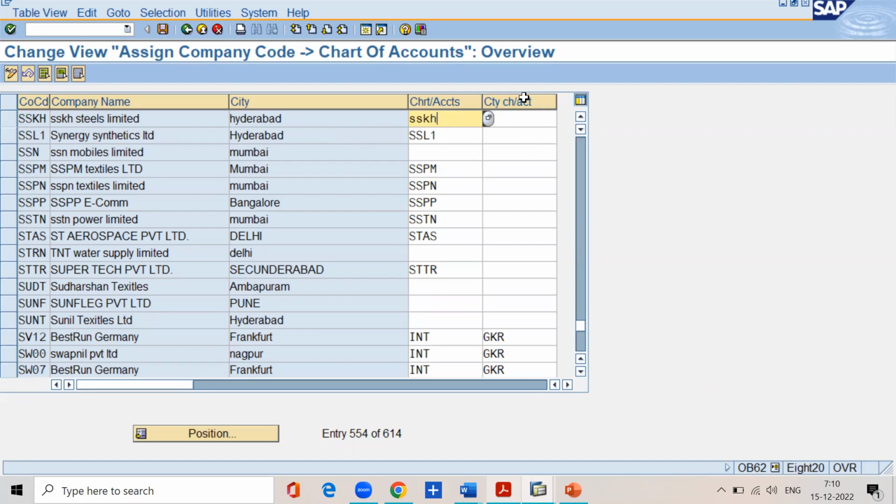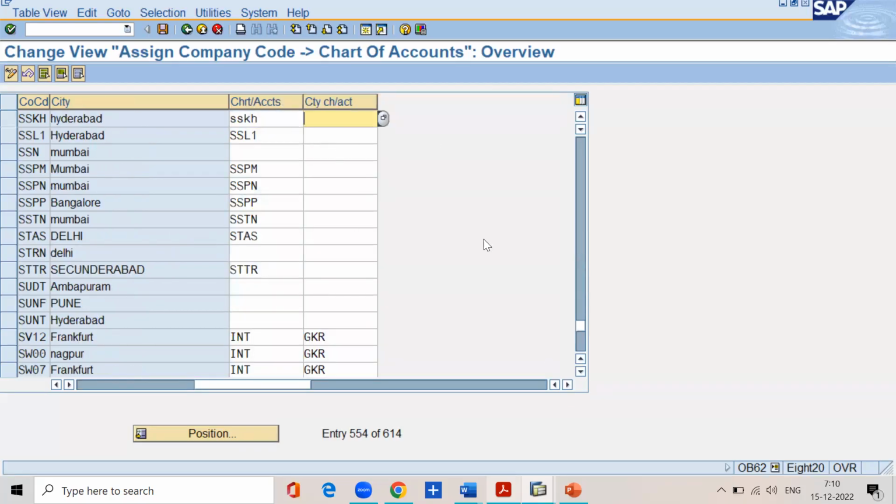Then CTY CHACT means country specific chart of accounts. Suppose you have the chart of accounts of another company code to be complied with, right? Then the operational chart of accounts of that company code will be entered here. So in any case, a company code can have only 2 charts of accounts. It is not possible to have more than 2.